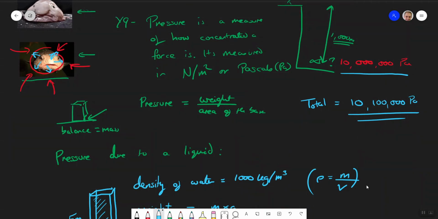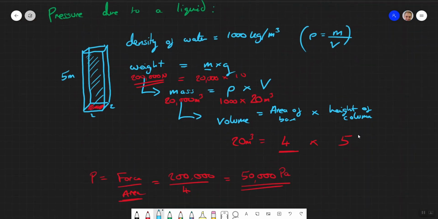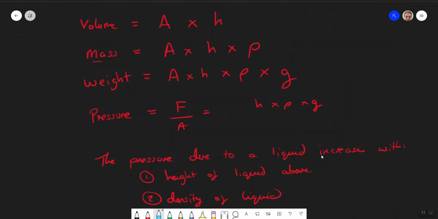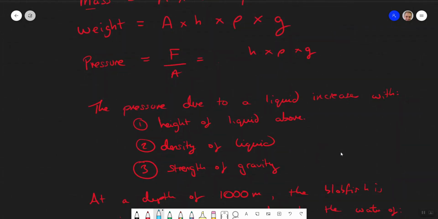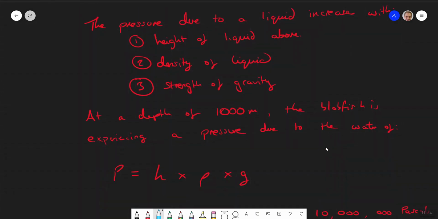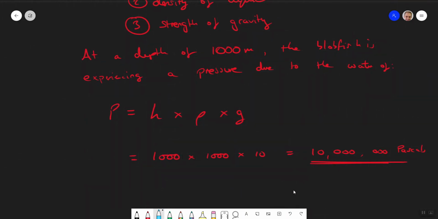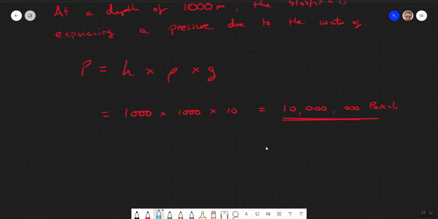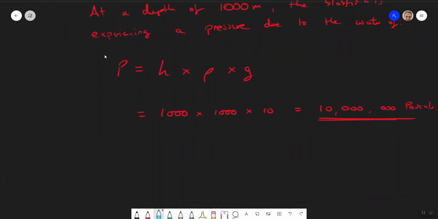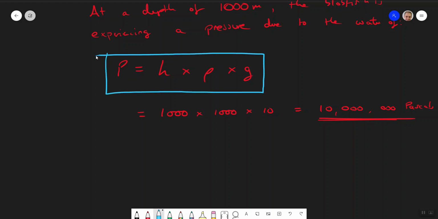Now, anyway, what that actually ends up meaning is that for every 10 meters of water, you're increasing the pressure by about one atmosphere. So 50 miles of air, 10 meters of water. But this equation is how we work it out. It's quite nice.